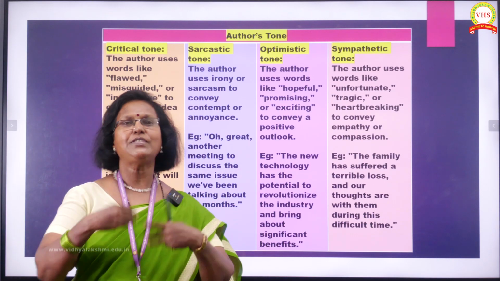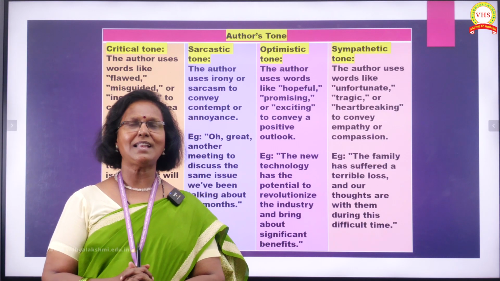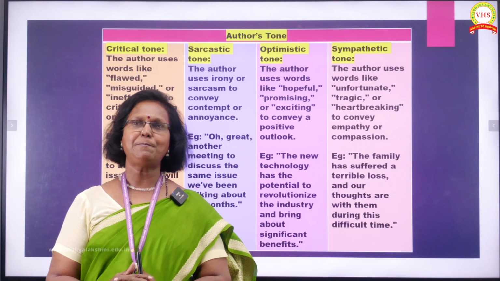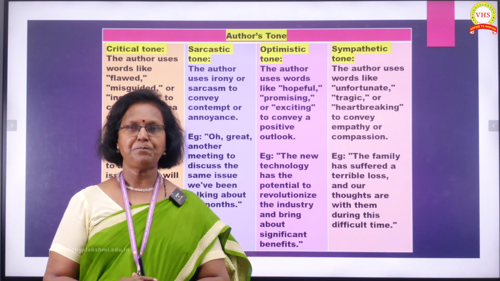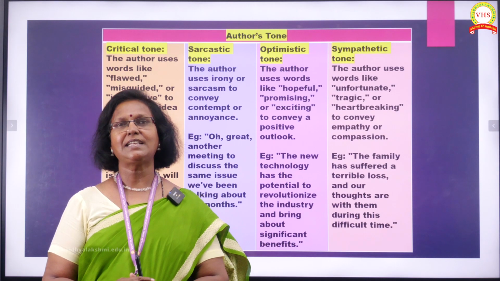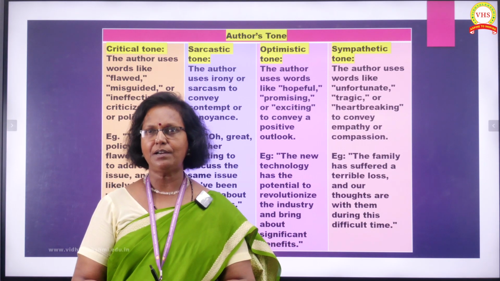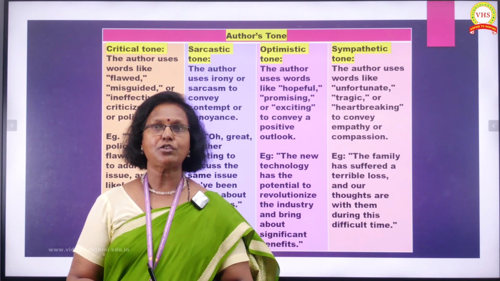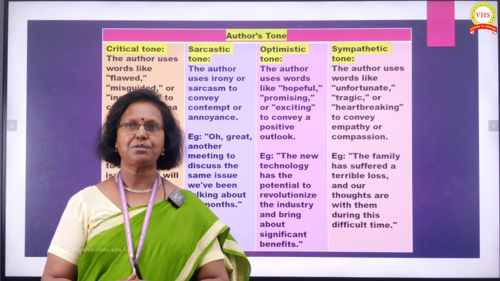Sympathy, everyone knows, is to feel sorry for someone else's suffering. So the author uses words like unfortunate, tragic or heartbreaking to convey empathy or compassion. At that time, we understand that it is a sympathetic tone. And what's the example that is given here? The family has suffered a terrible loss and our thoughts are with them during this difficult time.